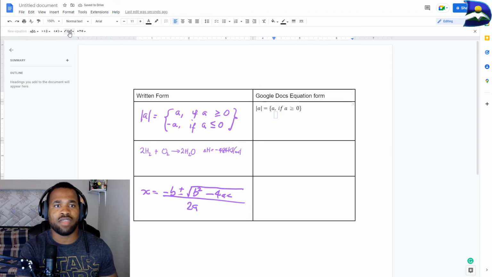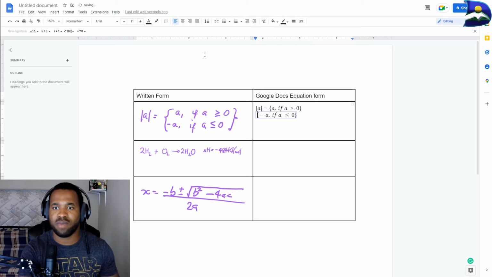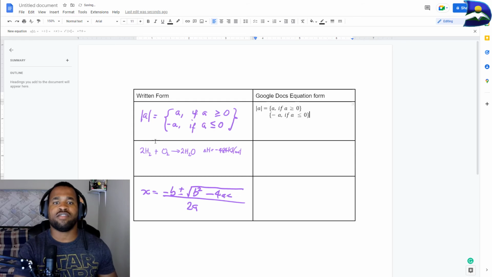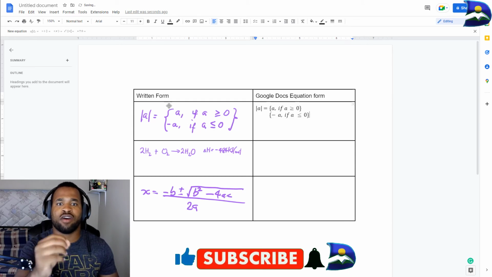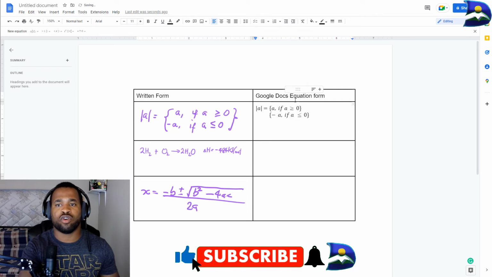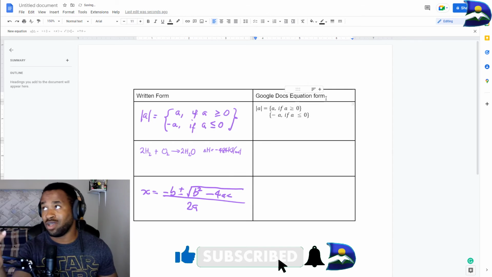Once you do that, you repeat the previous step, and this is how we're able to approach this particular step. This part is quite challenging, except you hit space and you are able to line it up in such a way that it agrees with what you have already. So this is our first case scenario, and we're able to successfully transform it from written form to Google Docs equation form. Sorry for the background noise.